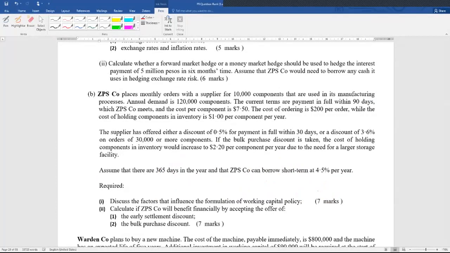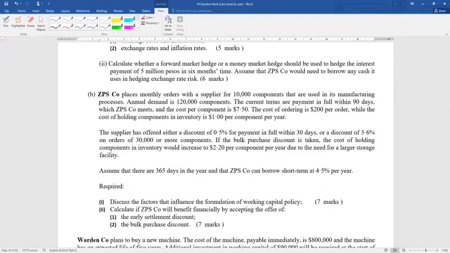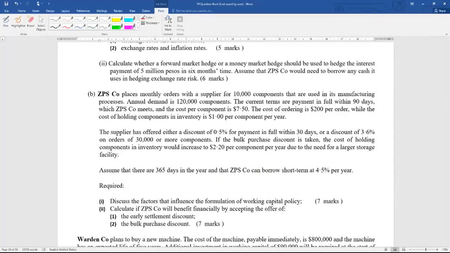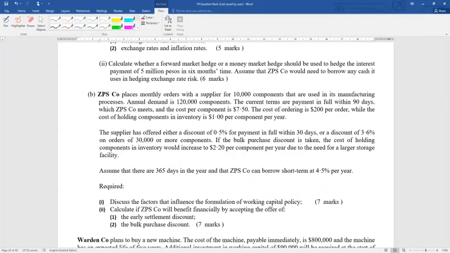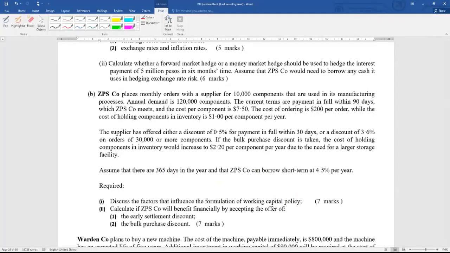So in the morning, we were discussing how to manage accounts or inventory management. What was remaining is how we analyze a case where the supplier is giving you discounts, and this discount is based on the number of days. So now we do part one.